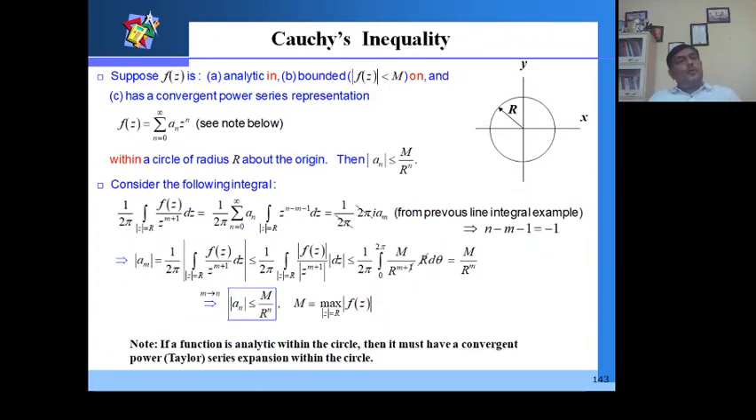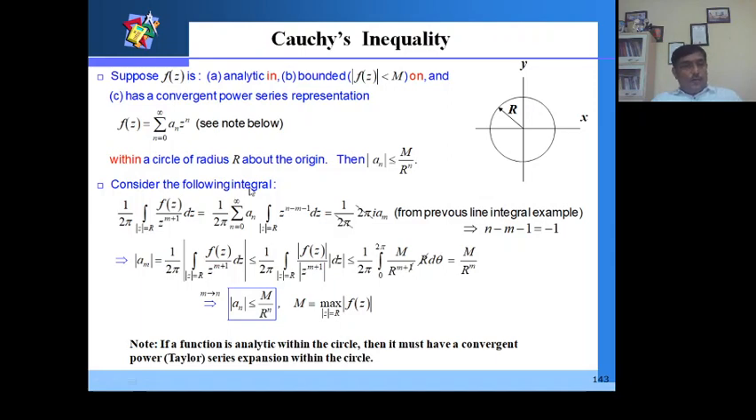Now we will discuss two important theorems: one is Cauchy's inequality, another one is Liouville's theorem. Suppose f of z is analytic inside a region, and also it is a bounded analytic function, and it converges to a power series representation, f of z equal to the summation of n from 0 to infinity of a n times z to the power n, within a circle of radius r about the origin. Then mod a n is less than or equal to M divided by r to the power n.